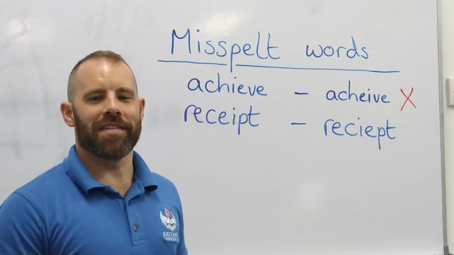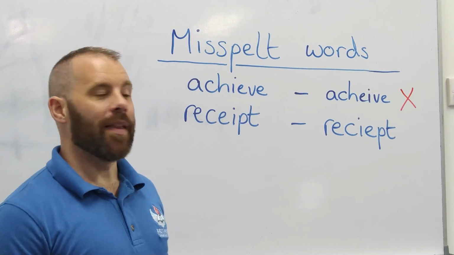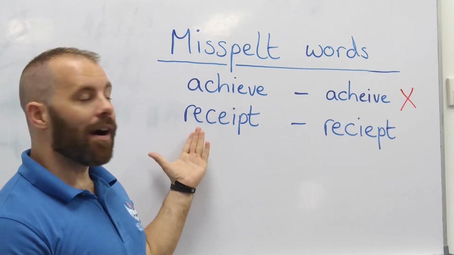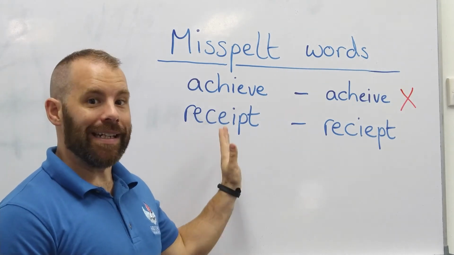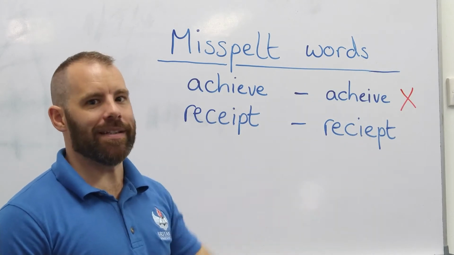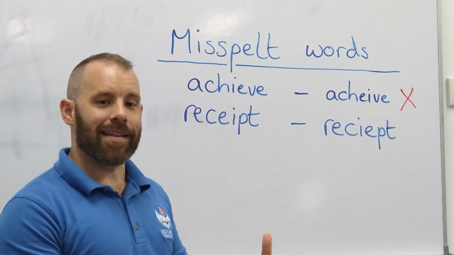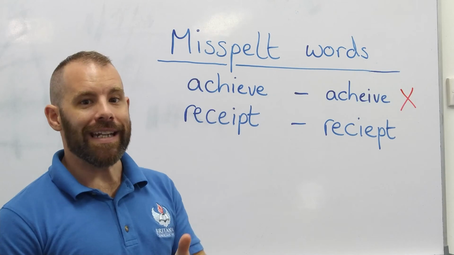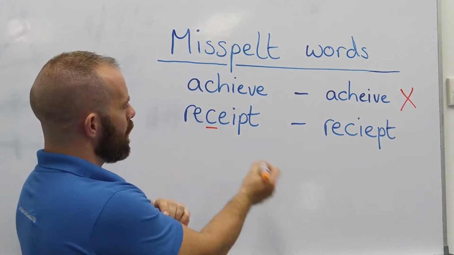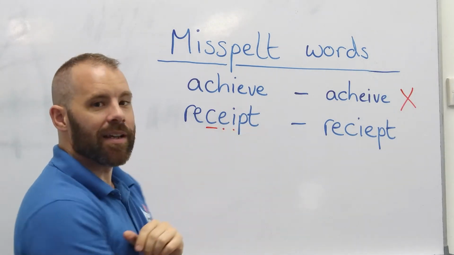The second of this afternoon's words is receipt. Again, on the left hand side here we have it spelt correctly. R-E-C-E-I-P-T. Whereas this R-E-C-I-E-P-T is incorrect. Like I said previously, I before E except after C. We have the C here, so E comes first before the I.